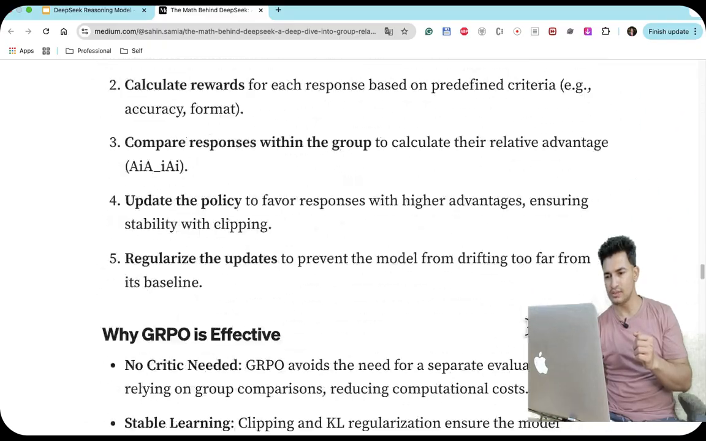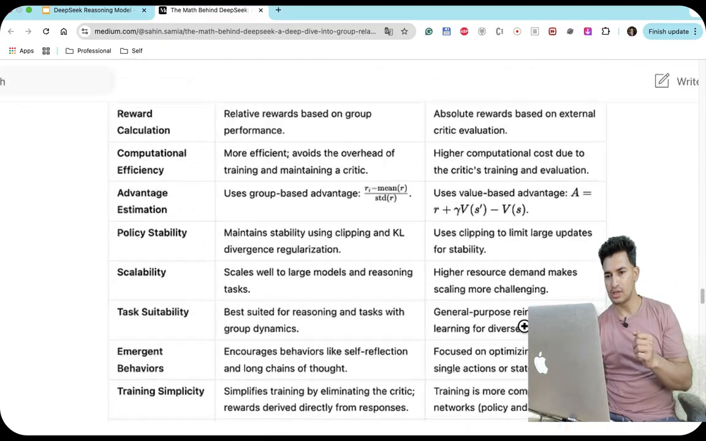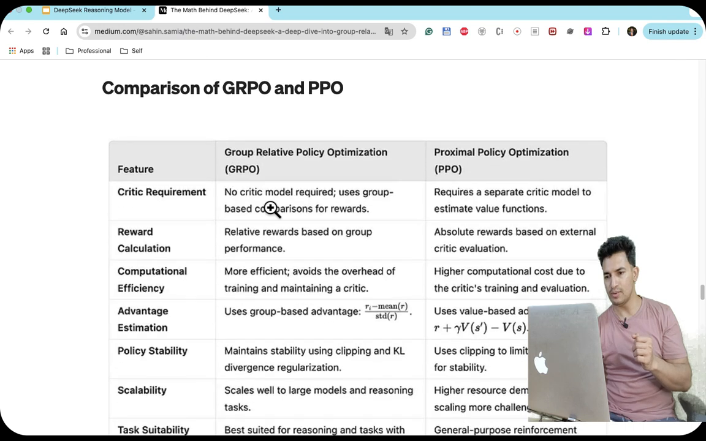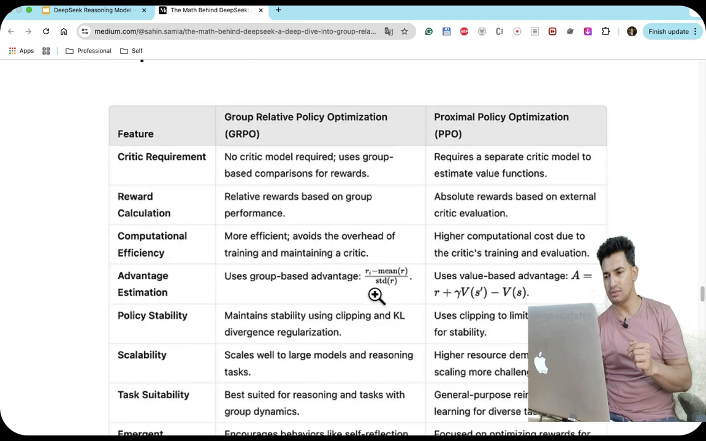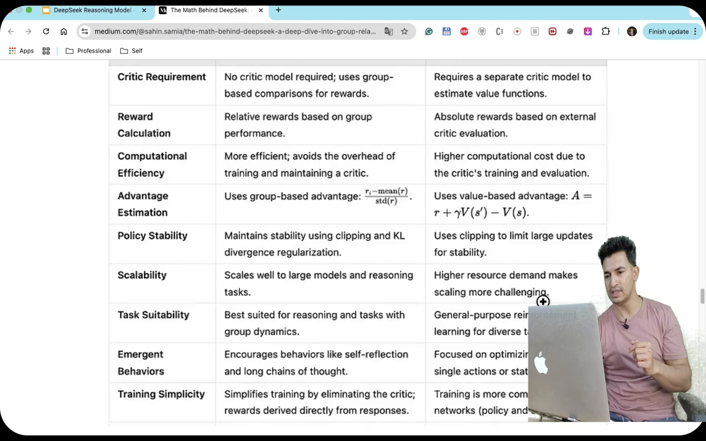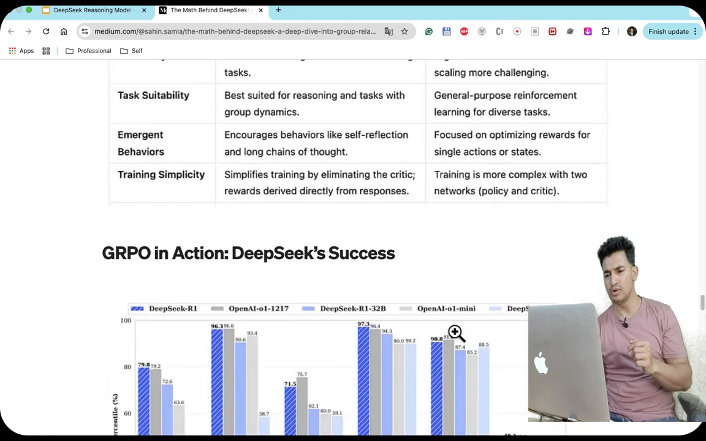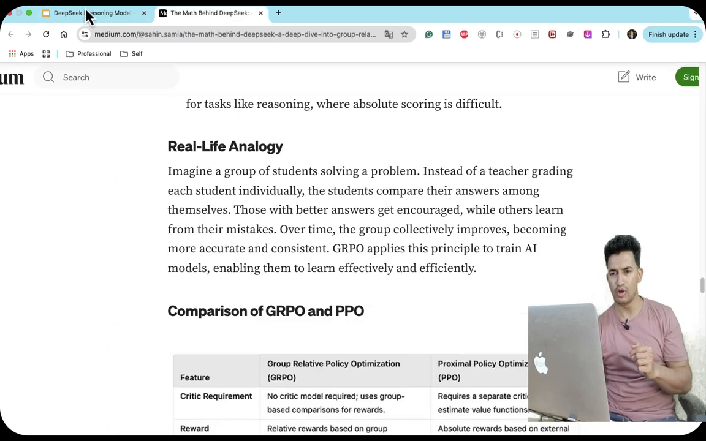And if we can summarize, critic requirement: there is no critic requirement in GRPO. In PPO there is a need for a critic. Reward calculation is based on group performance. Here the reward calculation happens on a separate model, which is the critic evaluation model. And this is how the advantage is calculated, and advantage calculated in a value based model is something like this, and so on. So you can read about it in more detail. I will add the link of this blog in the description.